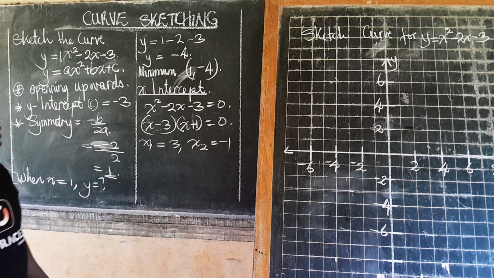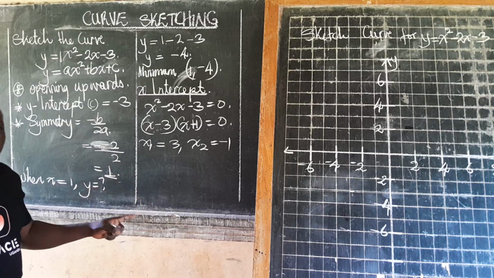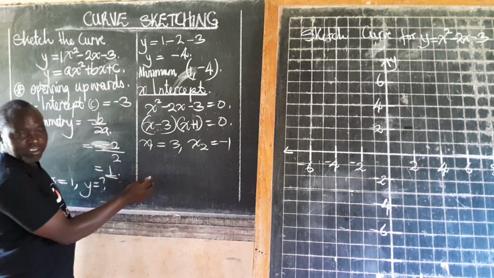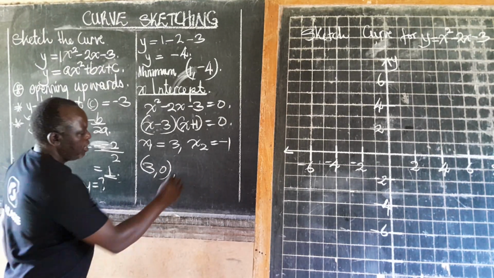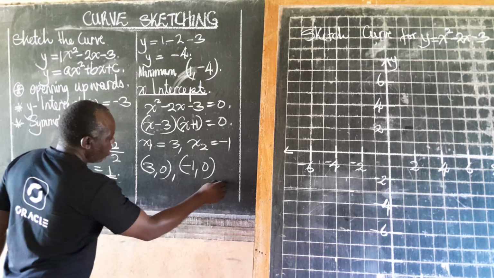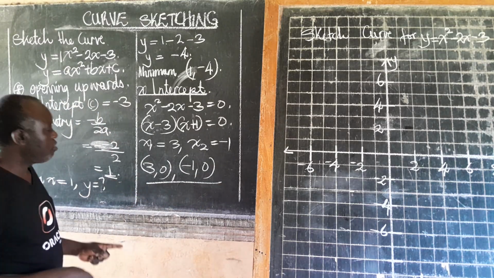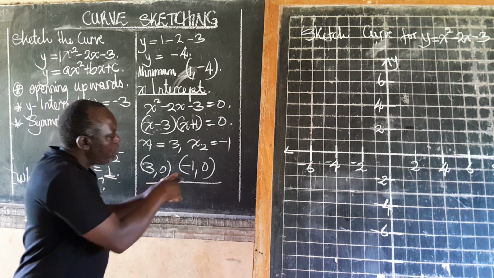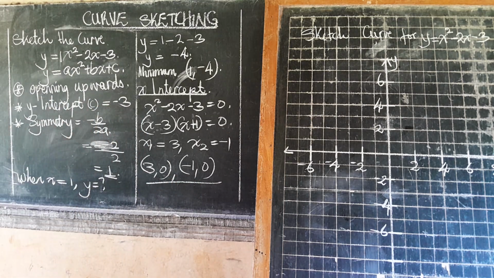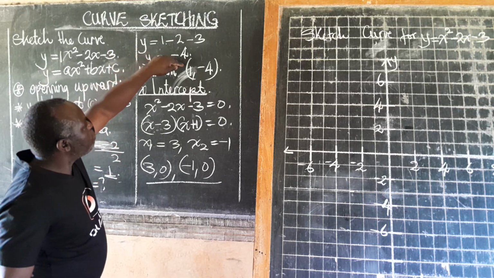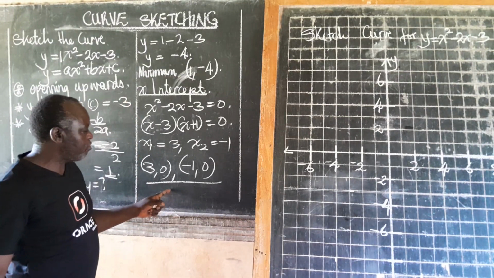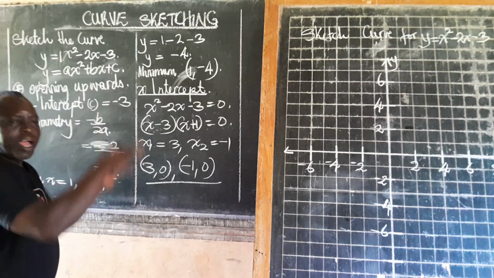Therefore, our x-intercepts are going to be (3, 0) and (negative 1, 0). Those are our x-intercepts, where y is 0. After getting those, we had that the curve is opening upwards, we had the y-intercept, and we got the line of symmetry. The line of symmetry has helped us to get the minimum point. The x-intercepts are here, so we transfer this and take it to the graph.